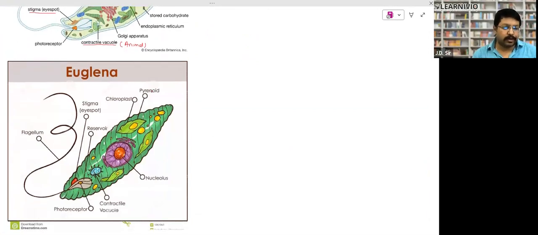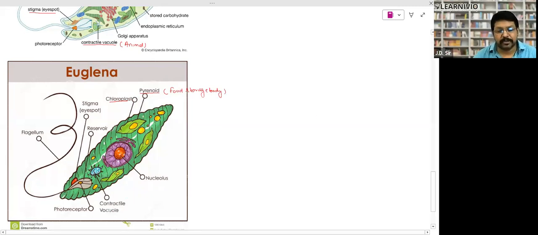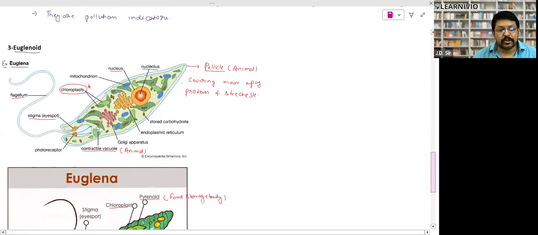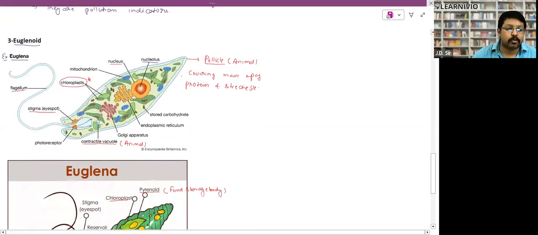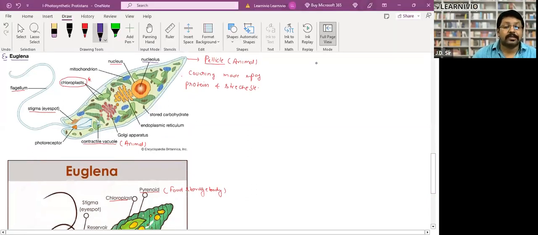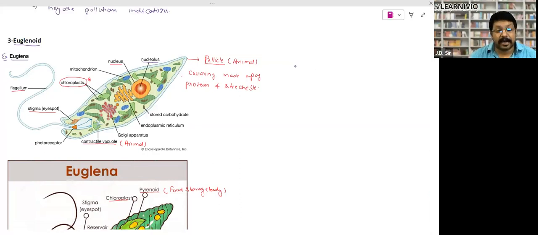The same diagram is over here. Pyrenoid, what is the pyrenoid? Pyrenoids are bodies which collect food. These are the food storage bodies, in which the food is stored. Chloroplast is already found. We have the eye spot or stigma, nucleus, contractile vacuole, photoreceptor. The same things are given. So this is the only animal cell which can make its own food. That's why we call it the connecting link between plant and animal. Did you get my point?